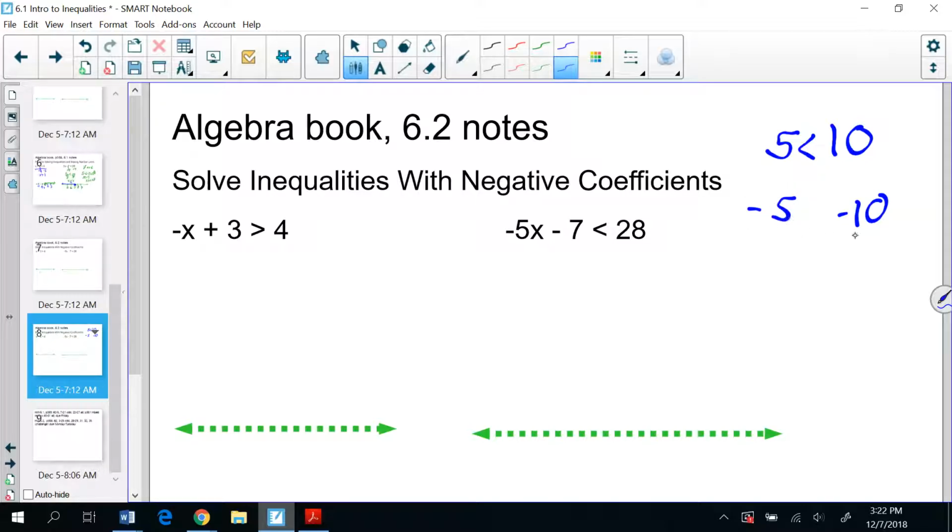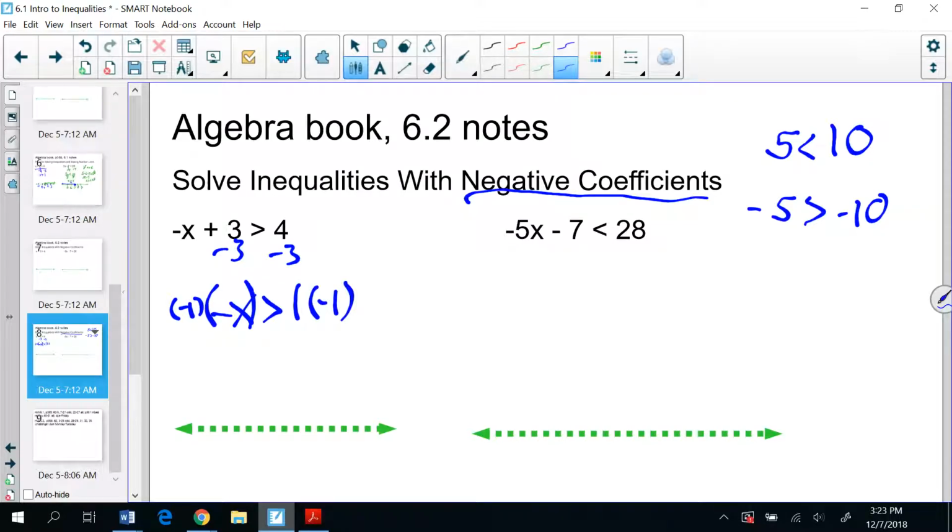Think about the temperature. Negative 10 degrees Celsius is way colder than negative 5 degrees Celsius. So this flips around the other way. Whenever we multiply by a negative, we're going to have to change this direction. So right over here, I'm going to do something that I did before. I'm going to subtract 3 from either side, and I will have negative x is greater than 1. But if negative x is greater than 1, and I multiply both sides by negative 1, I'll have to flip this around, and I will get x is less than negative 1.